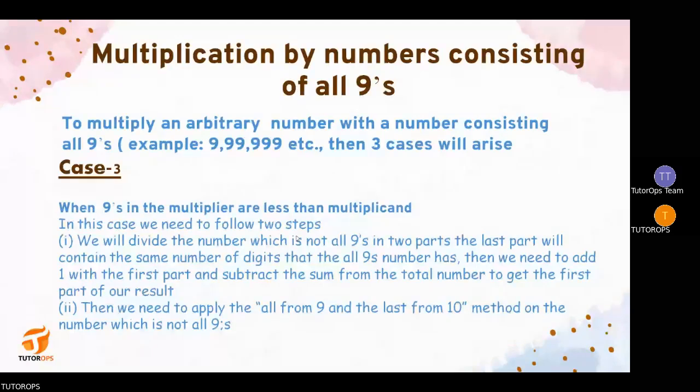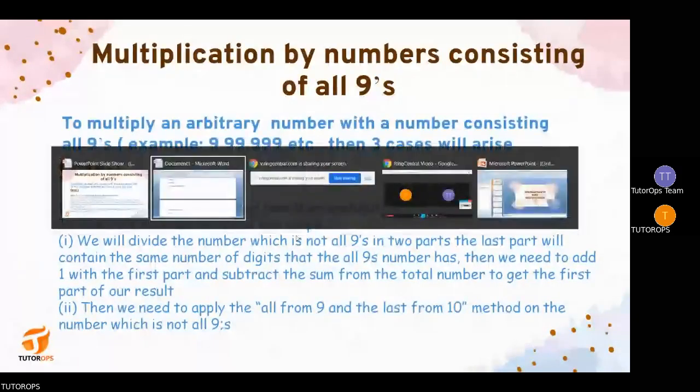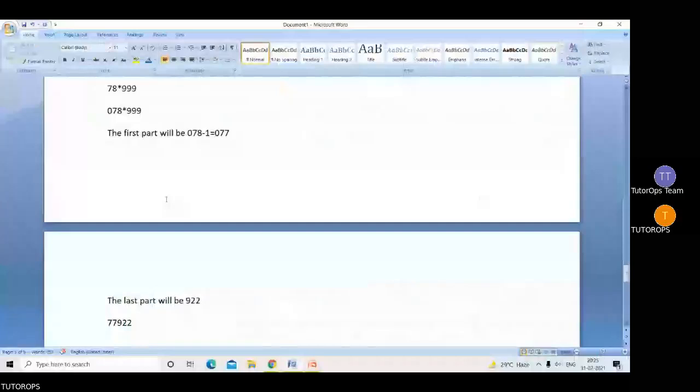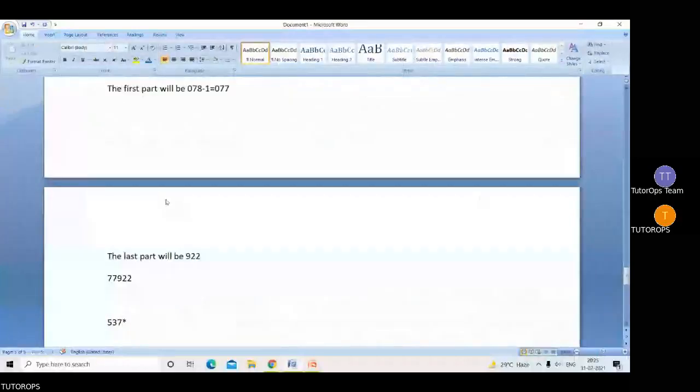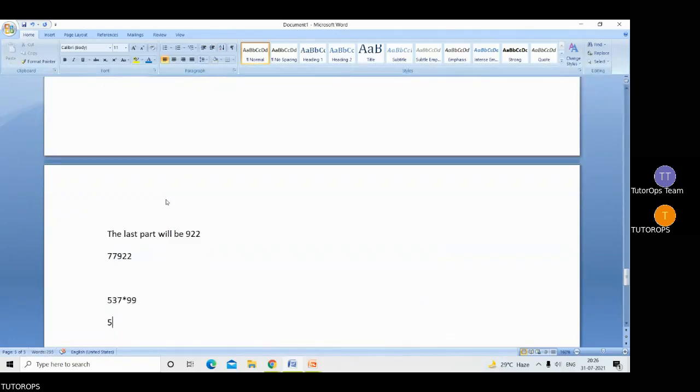For this method, say I am given 537 into 99. Then I need to divide 537 into two parts. So what is the number of digits in 99? That is 2. So the latter part will contain 2 digits and the first part will contain 1 digit. So the parts will be 5 and 37.